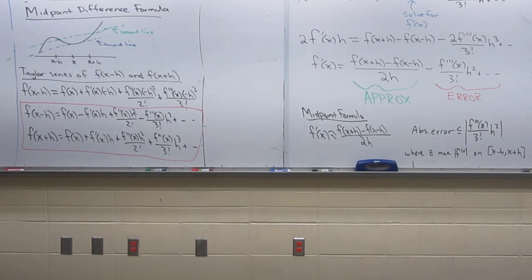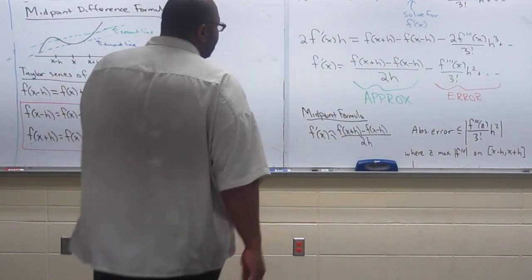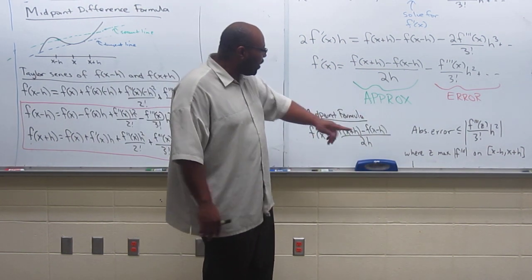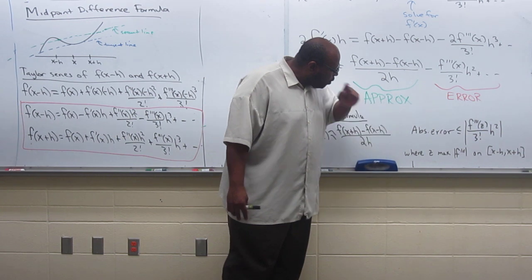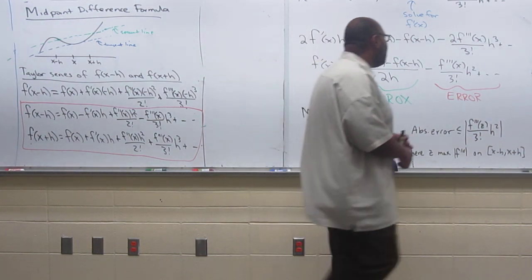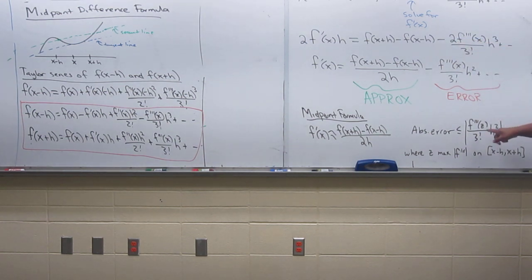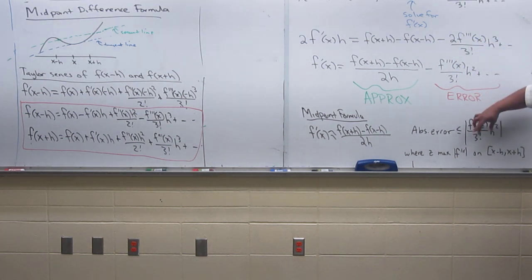Okay, guys, so notice that this error is much smaller than the one before, right? And this is what we said last time. This error is much smaller. So we see that our absolute error is going to be the third derivative of f evaluated at z divided by 3 factorial times h squared, right?